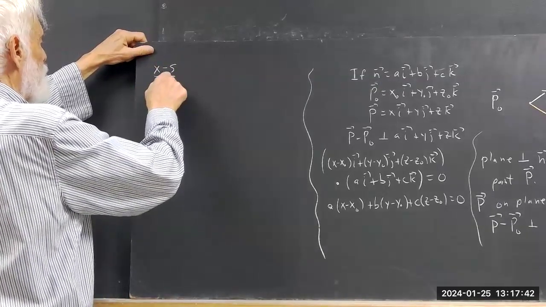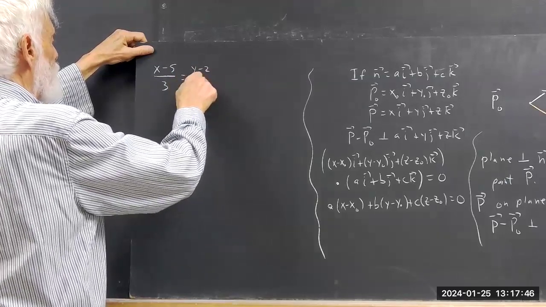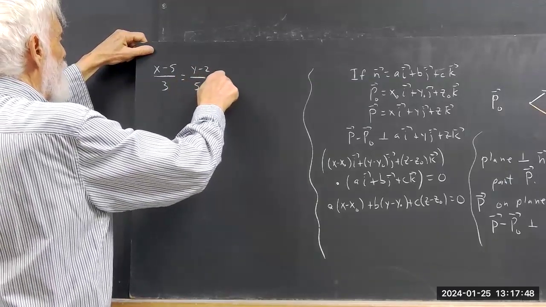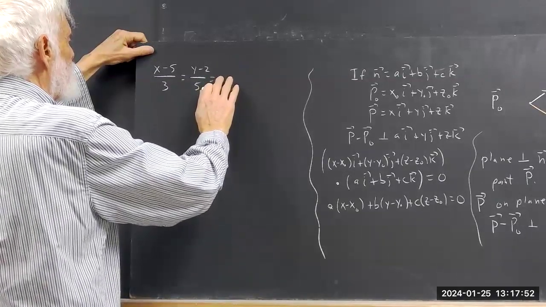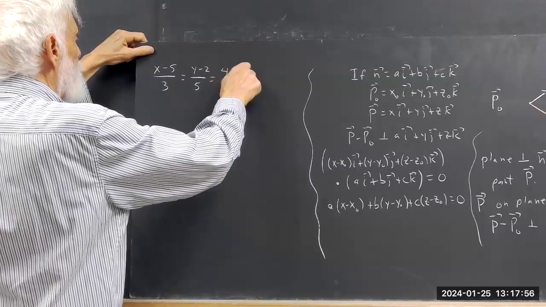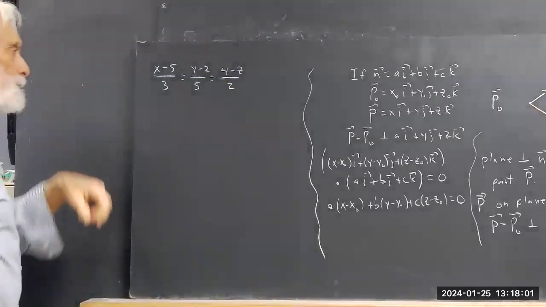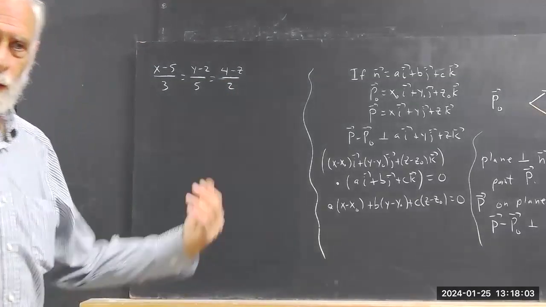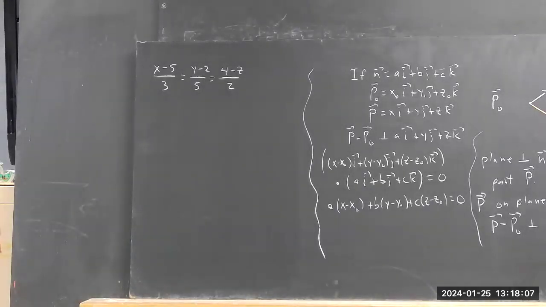Okay, so we've got (x minus 5)/3 equals (y minus 2)/5 equals negative, I'll write it, (4 minus z) over 2. Okay, now where is this line? What can you tell me about that line? It's new to you, so I don't expect miracles, but I'll give you a chance.